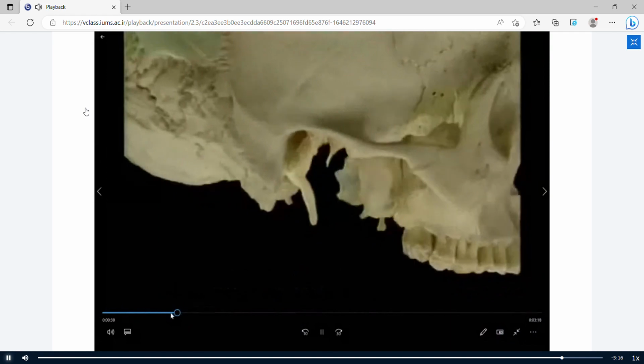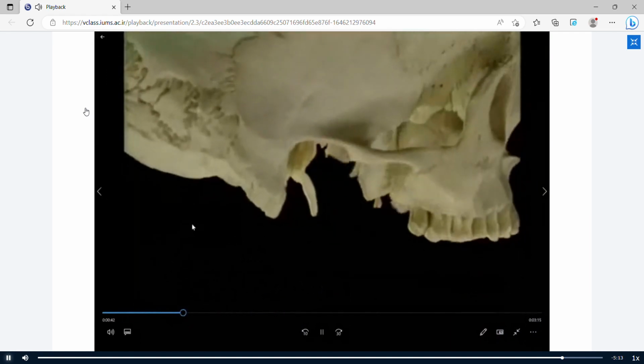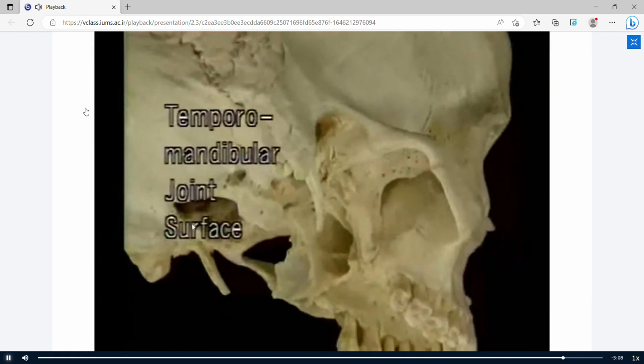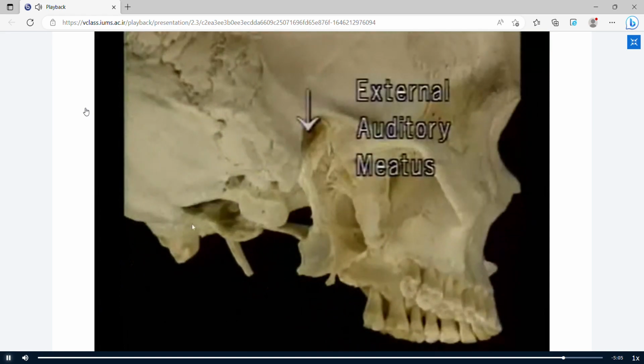In looking at the jaws, we'll start, as always, with the bones. The word jaw is used in two ways. When we speak of jaws in the plural, we're referring to both the upper jaw, the maxilla, and the lower jaw, the mandible. When we say jaw in the singular, as in jaw movement or jawbone, we're referring to the mandible. We'll take a good look at the skull, the zygomatic arch, enclosing the temporal fossa and the infratemporal fossa. Here's the joint surface of the temporomandibular joint, with the external auditory meatus and the styloid process just behind it.